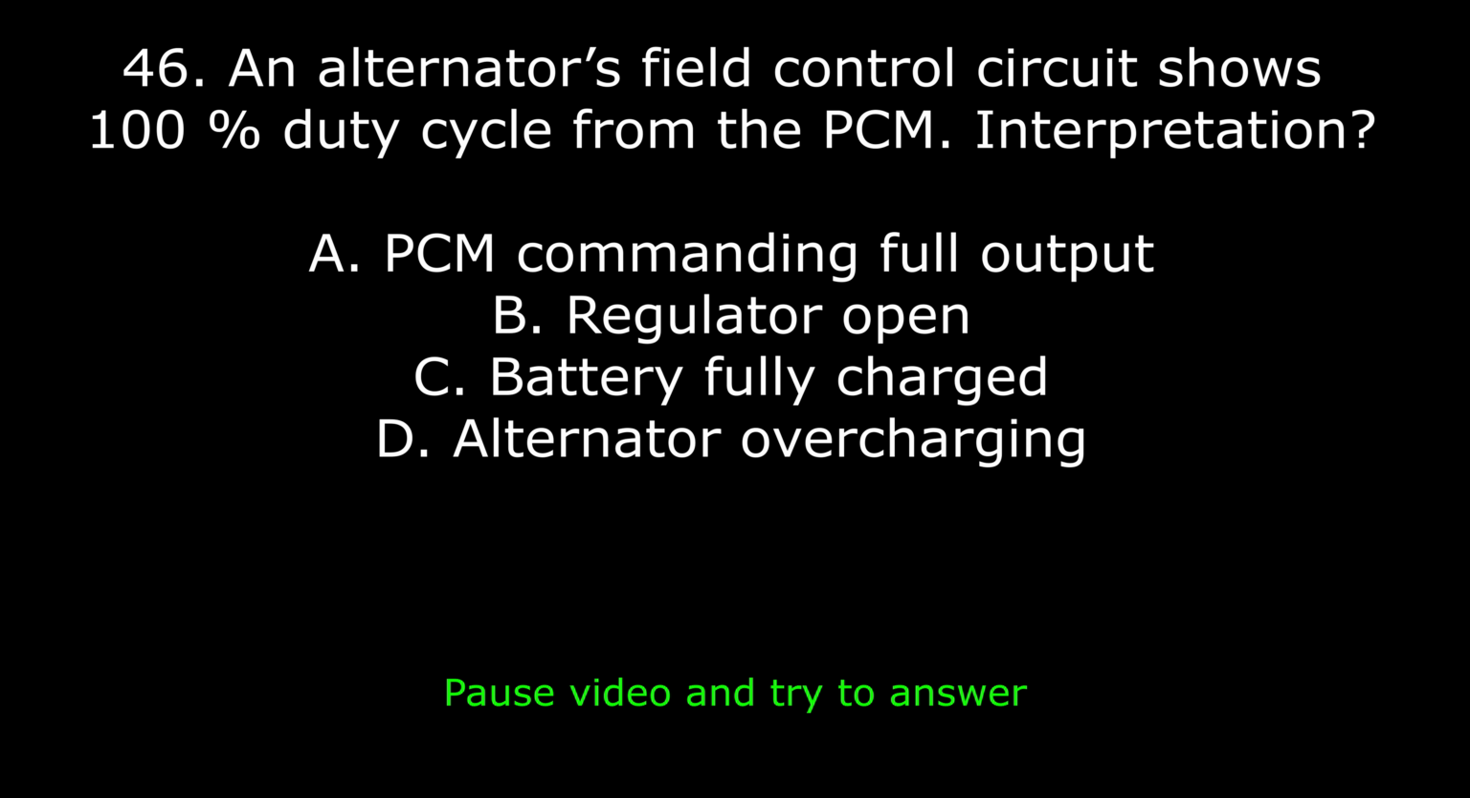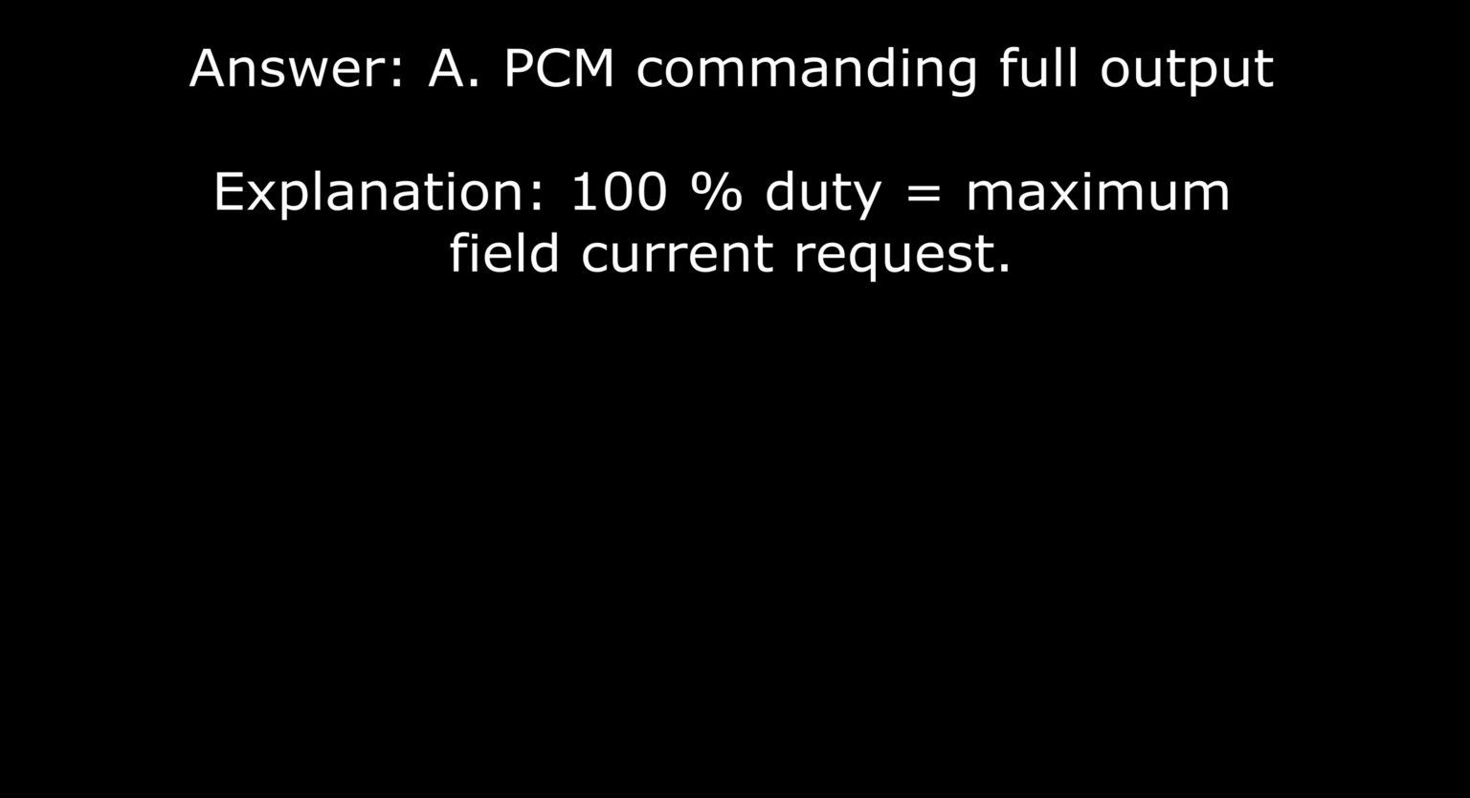46. An alternator's field control circuit shows 100% duty cycle from the PCM. Interpretation: A. PCM commanding full output. B. Regulator open. C. Battery fully charged. D. Alternator overcharging. Answer: A. PCM commanding full output. Explanation: 100% duty equals maximum field current request.